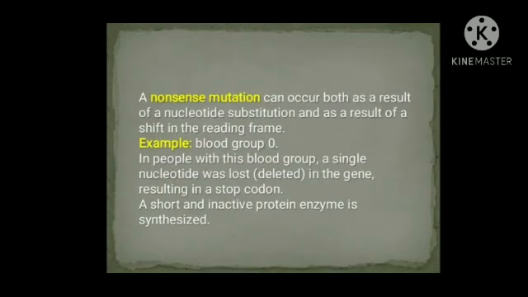But besides this missense mutation, the cause of disease may be a nonsense mutation. It means nucleotide substitution and, as a result, a shift in the reading frame. An example of this mutation will be blood group 0. In people with this blood group, a single nucleotide was lost or deleted in the gene.